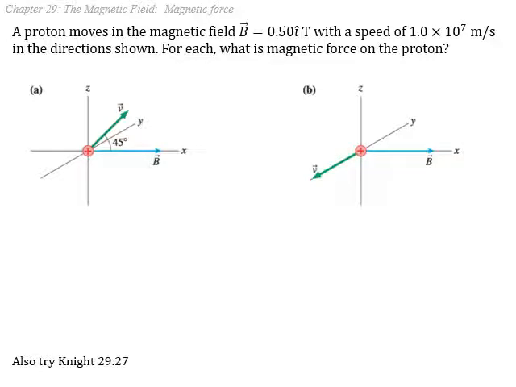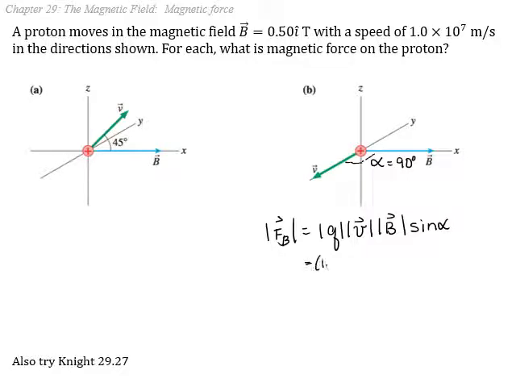For part B now, we'll solve with magnitude and direction. The magnitude of the magnetic force is the magnitude of the charge times the magnitude of the velocity times the magnitude of the magnetic field times the sine of the angle between the magnetic field and the velocity vector. In our picture, V is all in the negative y direction, B is all in the plus x direction. The angle between those two vectors is 90 degrees because they're perpendicular.